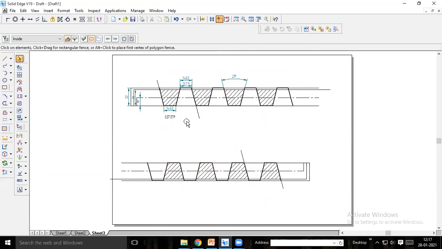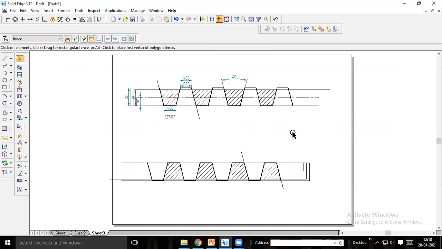There is no hatching also. So in the internal thread, towards the inside you will have hollow space, and towards the outside you will have solid hatching. Whereas in the external thread, the external portion will have hollow space. When you couple the internal and external thread, clearance will be at the bottom as well as the top, because clearance is given for both external and internal thread. Both will have clearance.